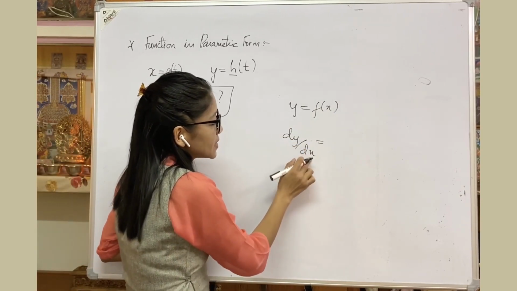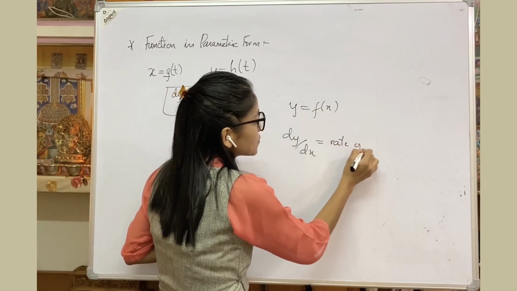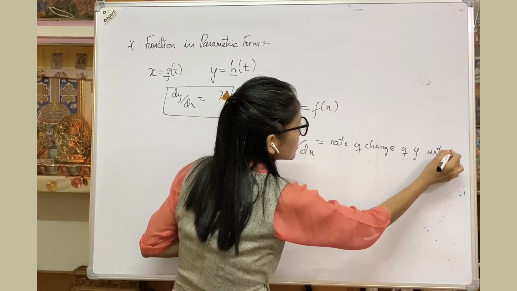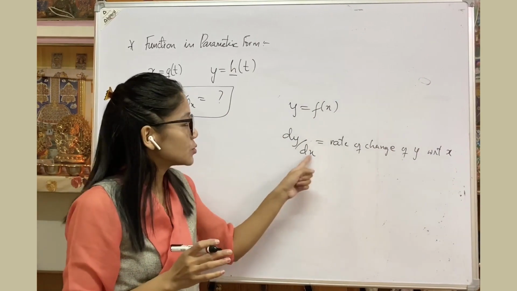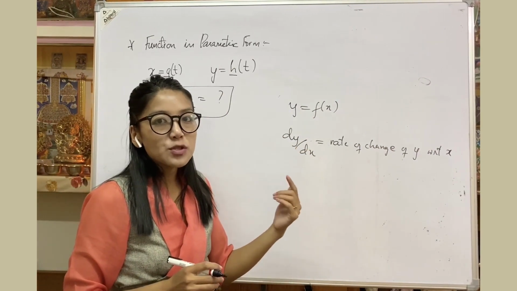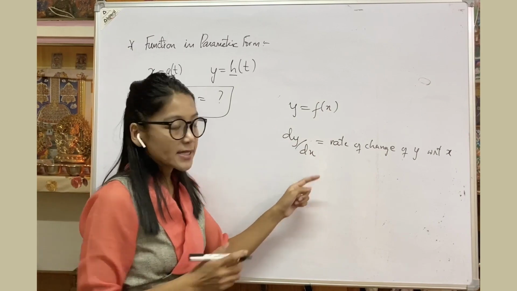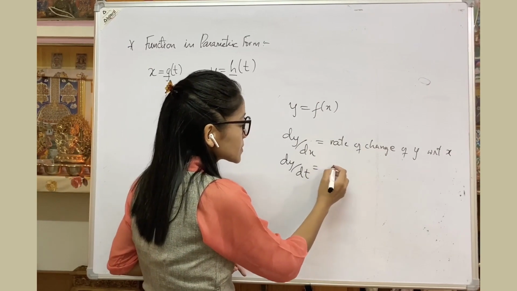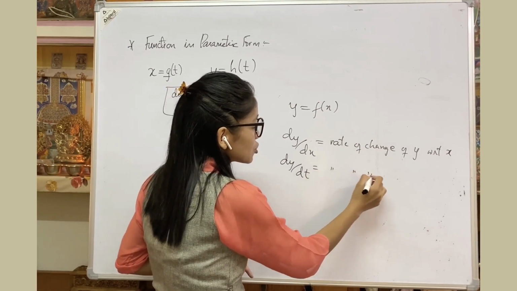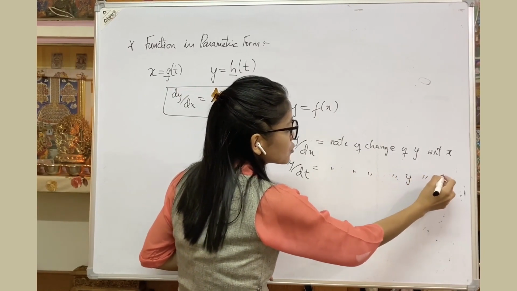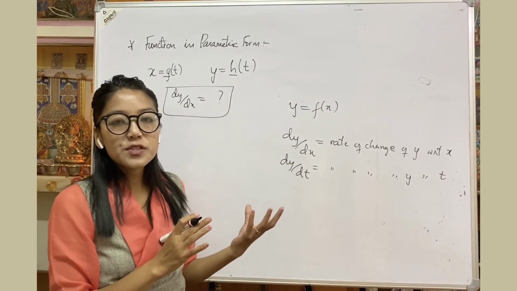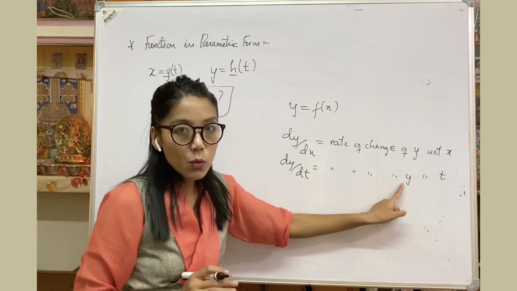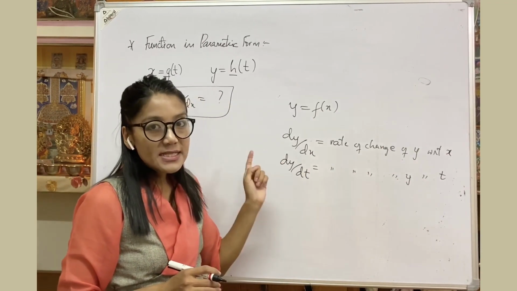dy by dx means it is the rate of change of y with respect to x. Are you clear with this notation? When you write dy by dx, it means you are finding the rate of change of y with respect to x. When I write dy by dt, okay, then this is the rate of change of y with respect to t. You are finding the rate of change of y with respect to t. As you make some changes on t, what will be the change on y? So that we denote by dy by dt, okay?